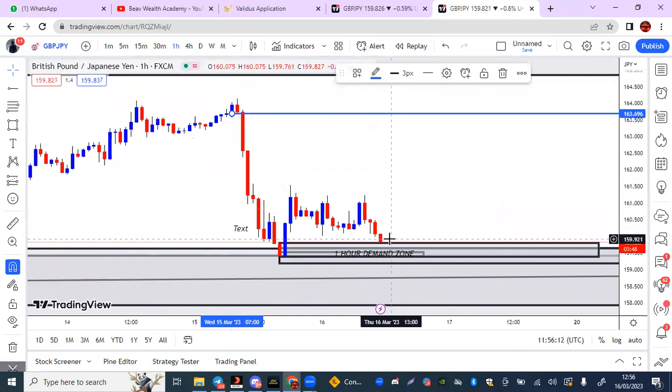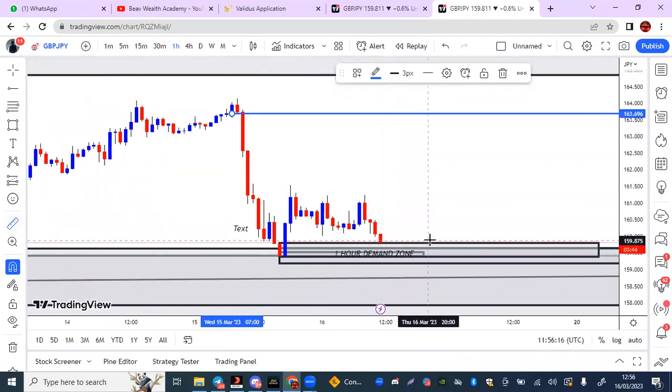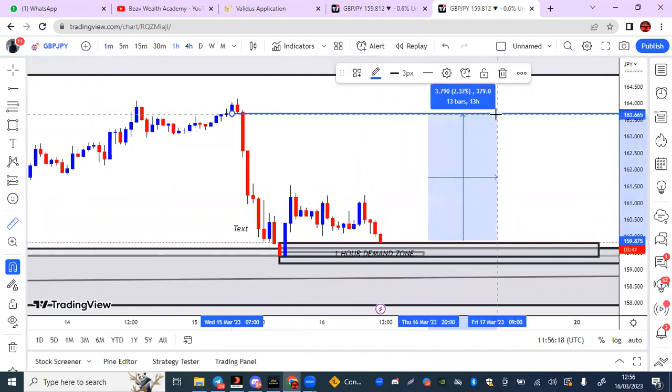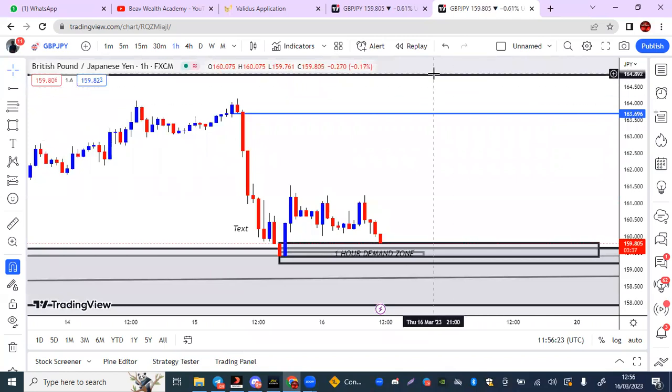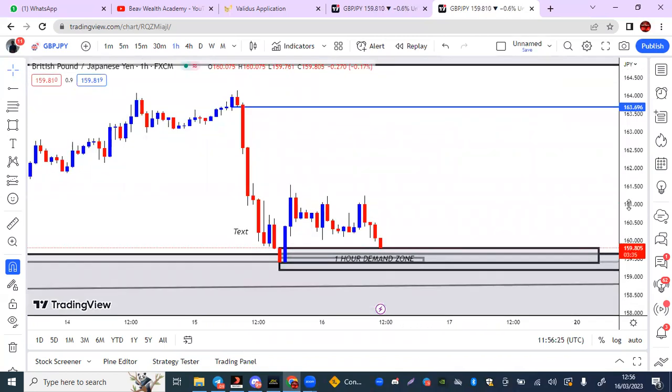You can take profit anywhere from here because this is a lot of pips. We just have to be patient. So this is 379 pips. Then this other zone is close to 500 pips. So let's wait.